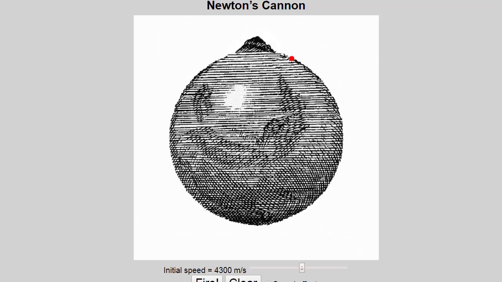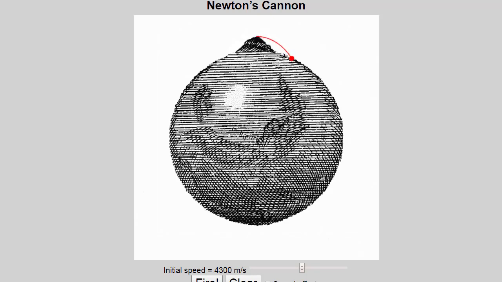This is what we call Newton's cannon. The idea is this. Imagine a ridiculously tall mountain on the surface of the Earth, a mountain so tall it would dwarf Mount Everest by many times over. So you can see there's this mountain up here. And on top of this mountain, what if we placed a cannon and we fired a projectile, a cannonball, horizontally off of that mountain?